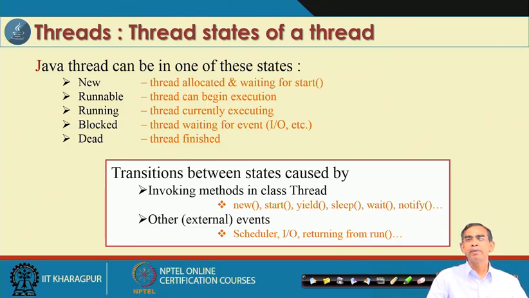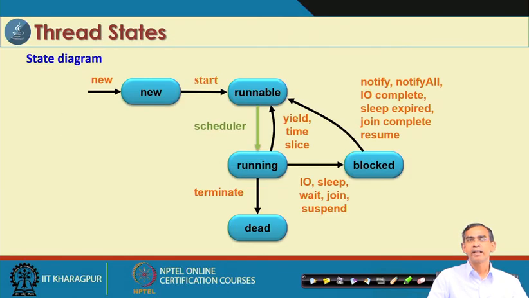So, these are the 5 different states that a thread can be in, and there are different methods by which a thread can change its state, like new, start, yield, sleep, wait and notify, and some external events also, such as scheduler, IO, returning from run, and resume. Now, let us have a detailed account of all these methods which control the states of a thread.